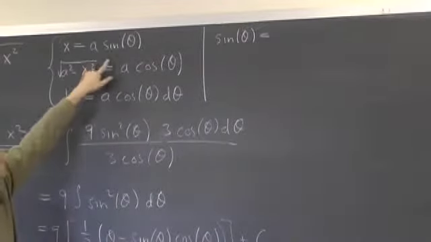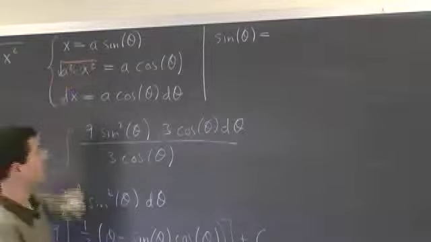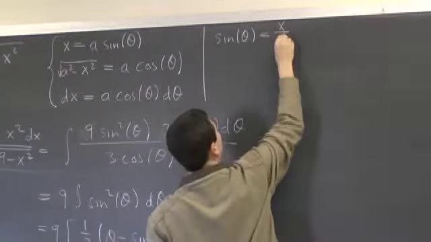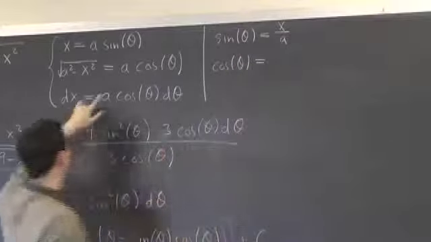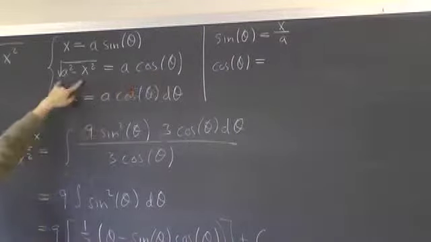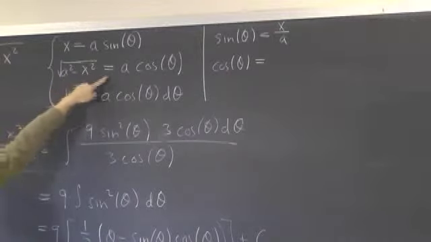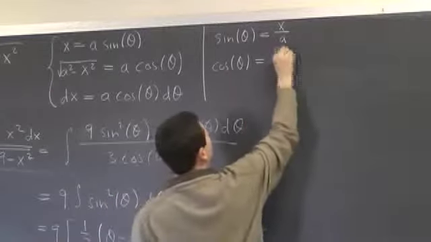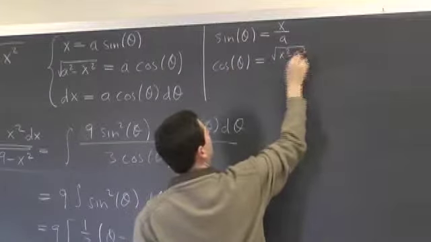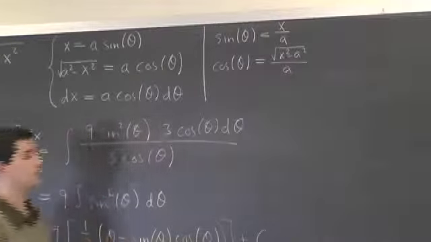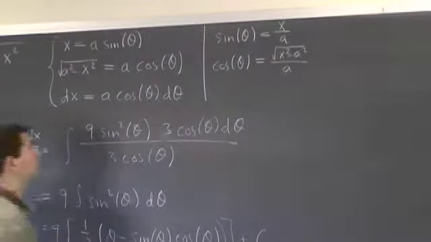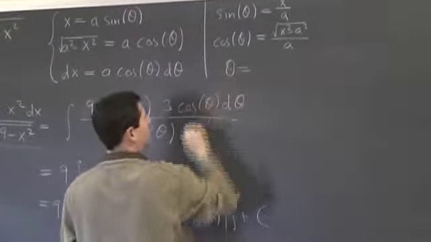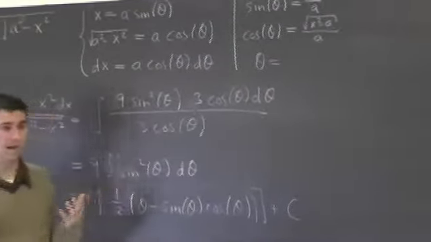So here it's very easy. Sine is just x over a. What about cosine? Well, here again, cosine is very easy. It's just the square root of a squared minus x squared over a. And sometimes it's also nice to write down theta, since, for instance, it shows up here. So we actually have some choices how we can write theta.